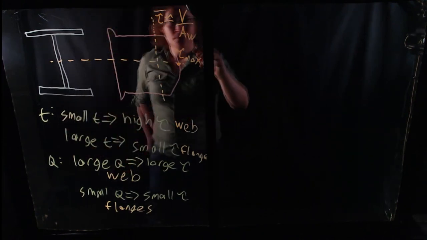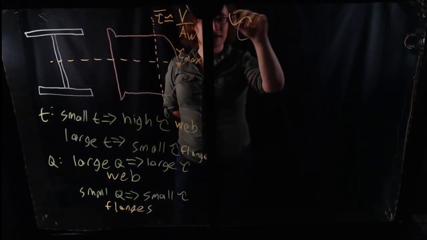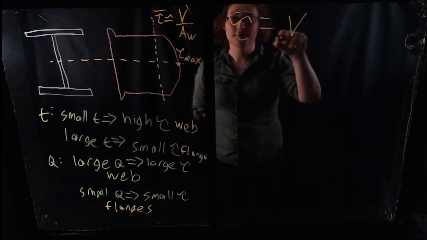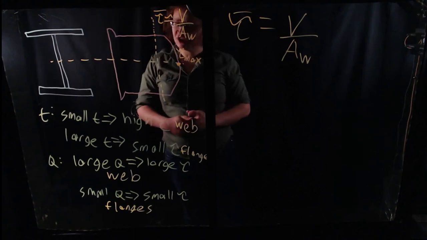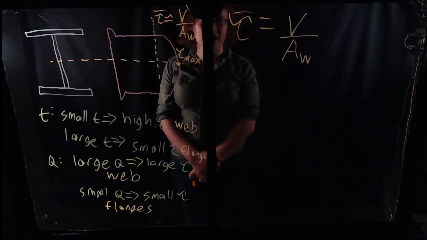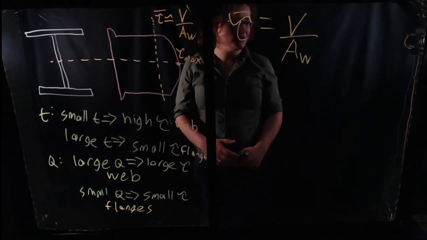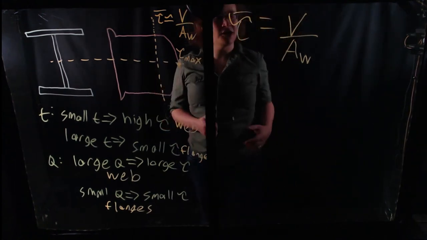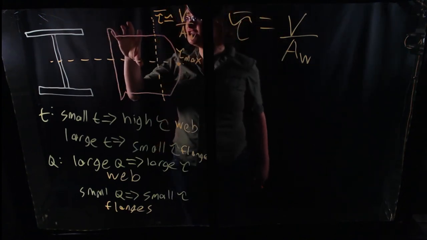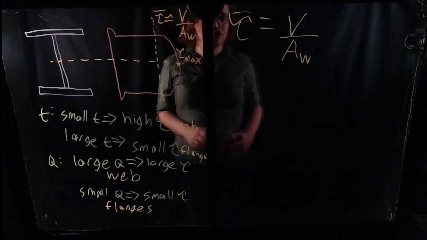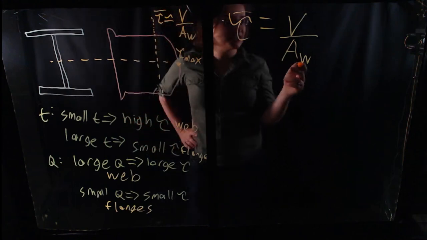Okay, so backing up, I can write tau is equal to V over A, or at least the area of the web. This is the kind of design equation that's used in a lot of design contexts and methodologies, such as the AISC steel design equations. And what they're saying is, when you're calculating the shear strength of a W section, because the flanges contribute so little to shear stress, they actually ignore it.